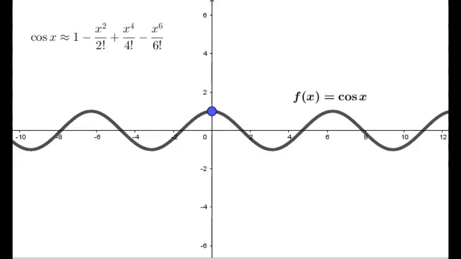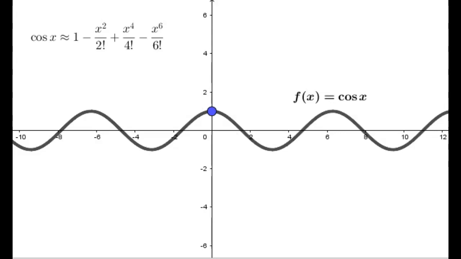And of course, this pattern is very easy to remember for a couple of reasons. First, it begins with 1. Of course it begins with 1 because the graph of cosine begins at 1. What's the other thing? All the terms are even. How do you remember that cosine has even powers? Because cosine is an even function.